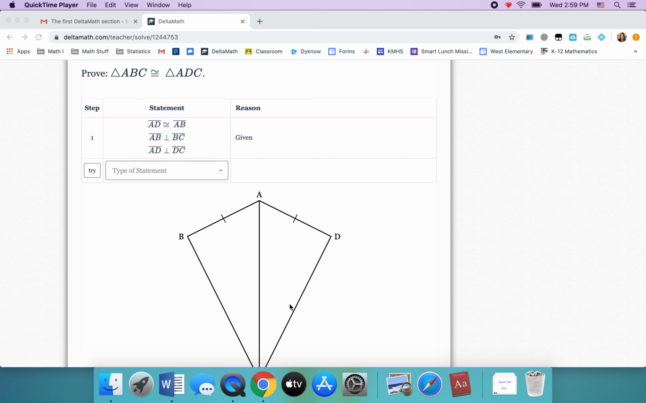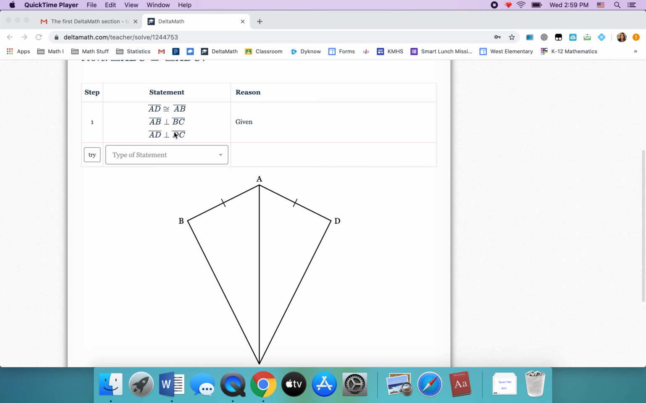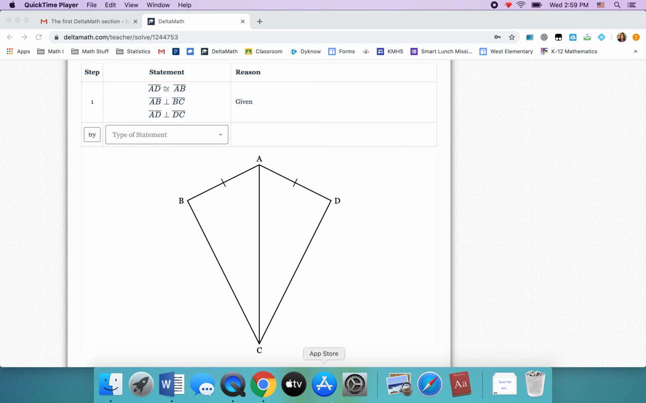I'm just doing a quick sketch. You guys can't see my quick sketch, but I will help you with the drop downs here. And then of course we know that AB is perpendicular to BC, so that gives us a right angle at angle B. And then we have AD is perpendicular to DC, so that gives us a right angle at point D. And then I know I have reflexive with AC.